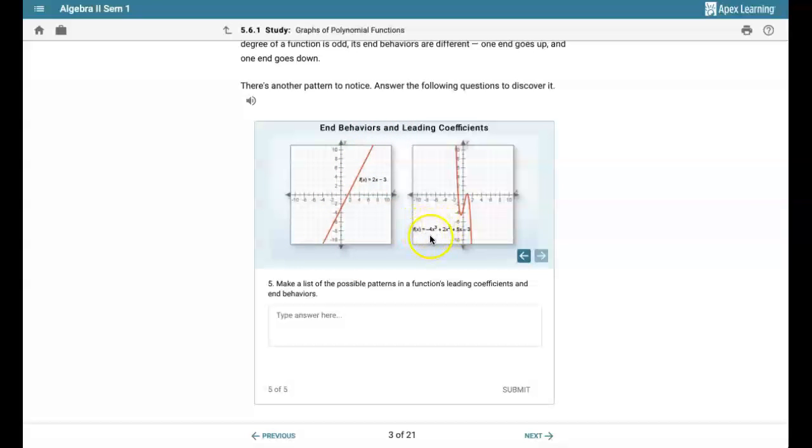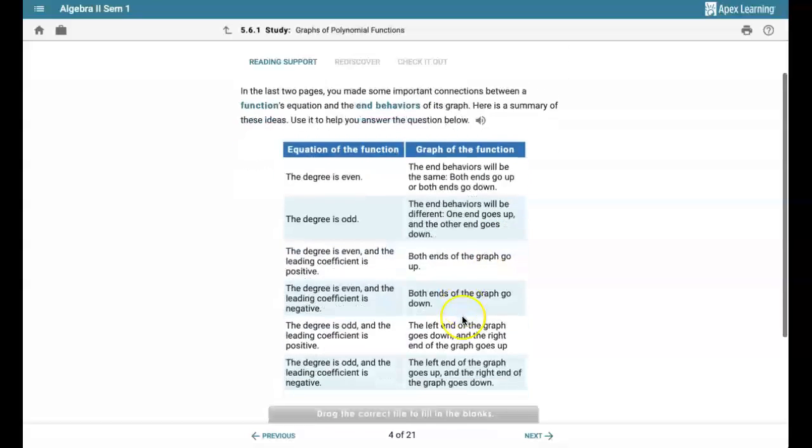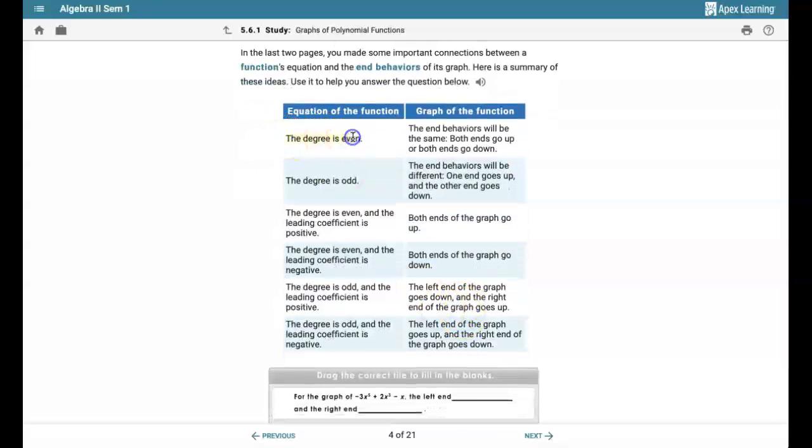Okay, and if it's a negative and an odd, it's going to go down, right? So it's going to start up, go down. All right. And then a better way of seeing all this is, okay, if the degree is even, both behaviors are going to be the same. If the degree is odd, they're both going to be opposite.